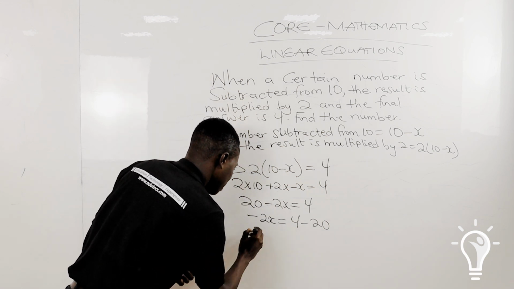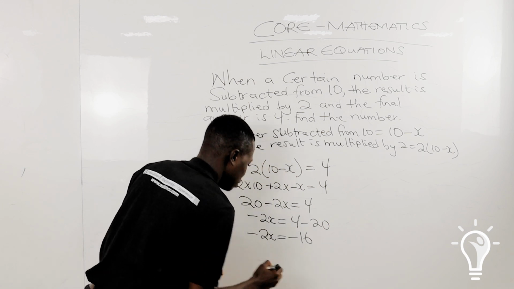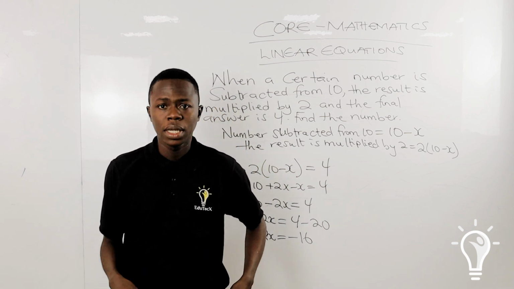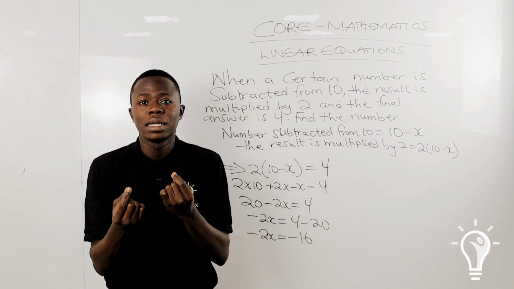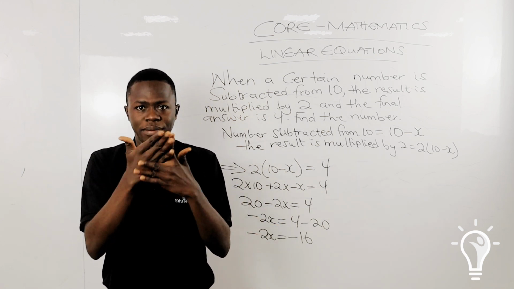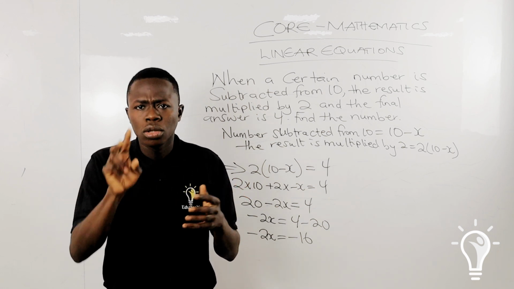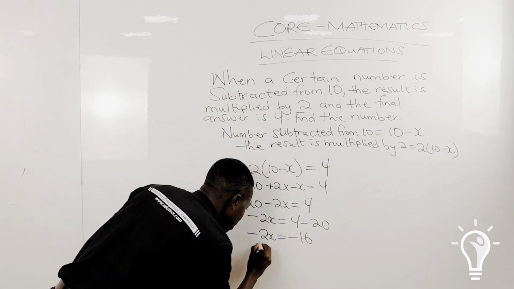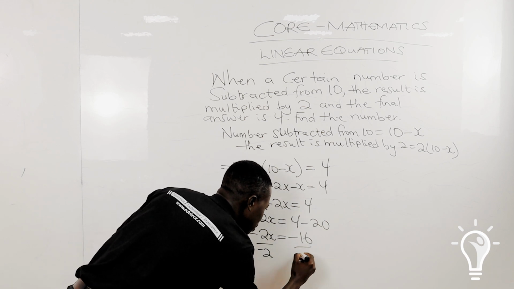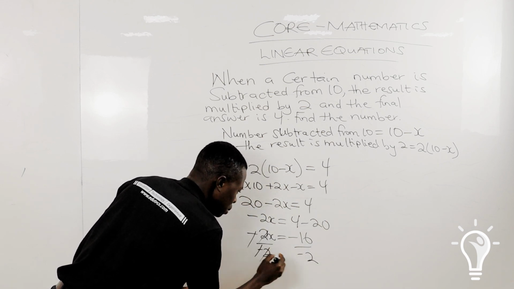Now, the last step will be to divide both sides of the equation by the coefficient of x, which is minus 2. So let's do that. So minus 2x divided by minus 2, and minus 16 divided by minus 2. Since we have minus on the denominator and minus on the numerator, they are going to cancel out on both sides.